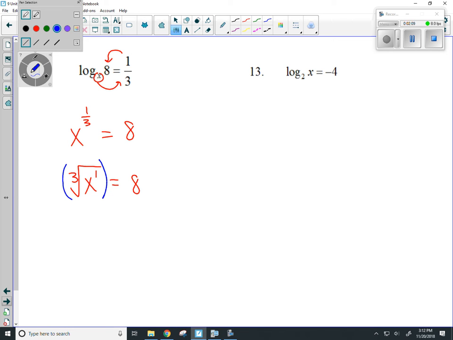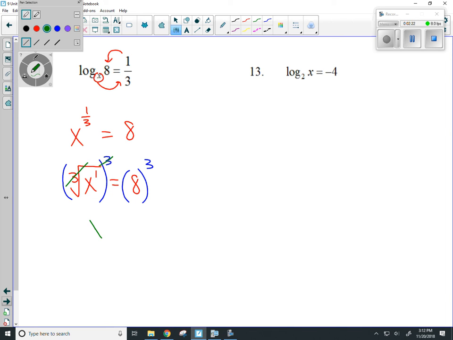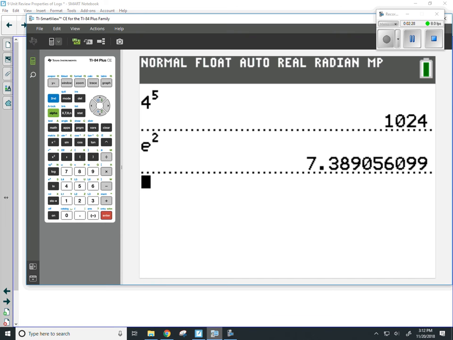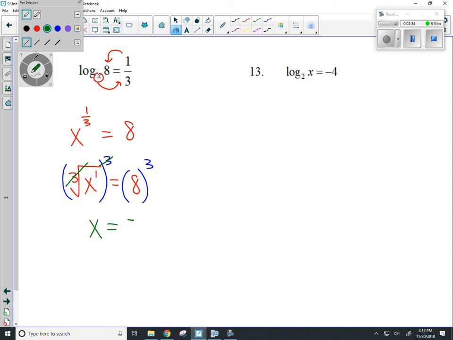In order to undo taking the cube root of something, you'd have to cube it. And you have to do the same thing on the other side. So this cubed cancels out the cube root, so you're left with just x to the 1st, or just x on the left, and then whatever 8 to the 3rd is. So 8 to the 3rd, 512. So x would equal 512.